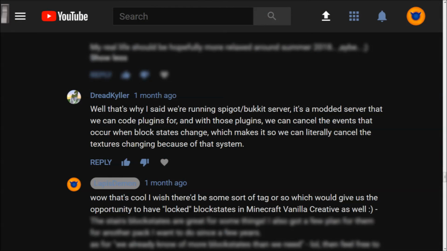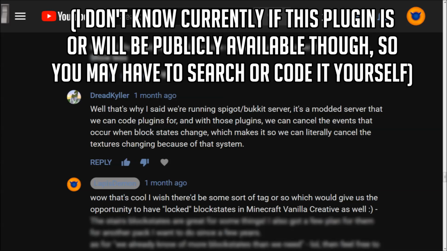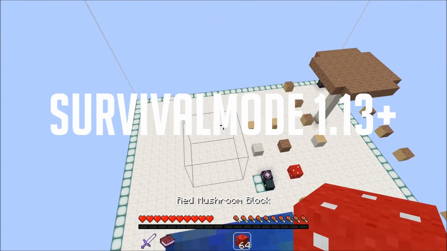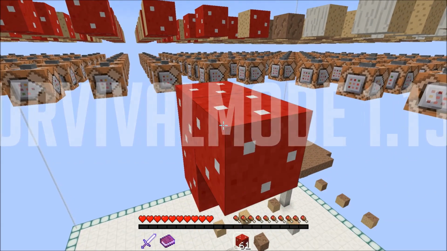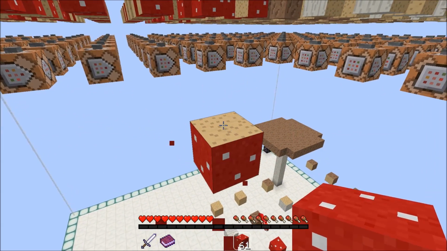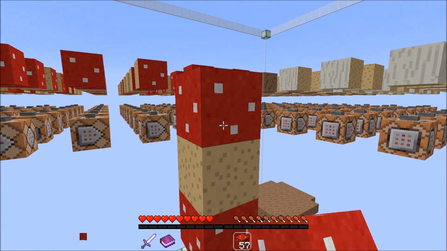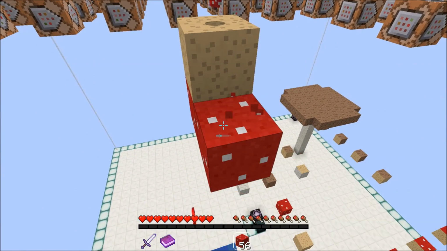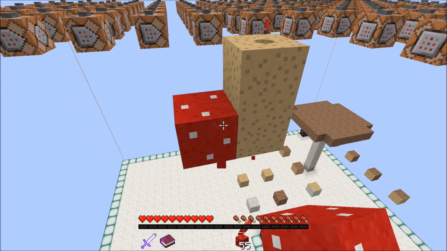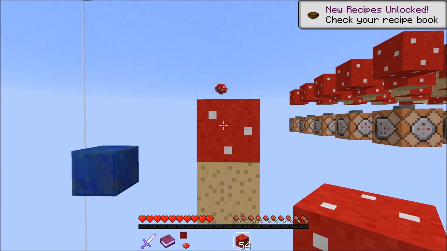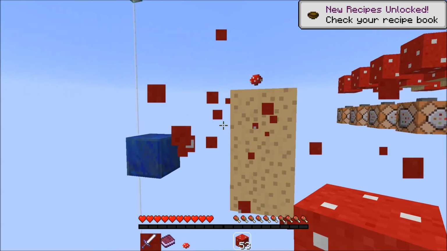For example, one of my buddies, Dreadkiller, told me that there is a plugin that can prevent block states from updating. You may have already heard, it will be possible in 1.13 in survival to create all mushroom block states by placing them against each other. So players can also create mushroom block states which are not naturally generated in Minecraft Vanilla on the giant mushrooms. You can't prevent that currently in Vanilla without command interference.